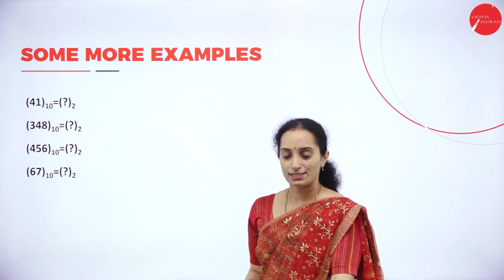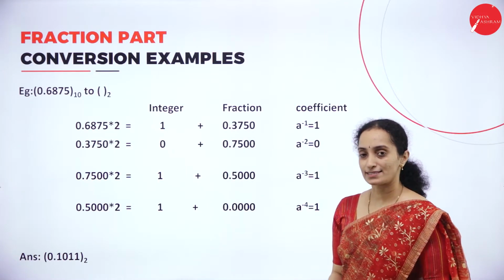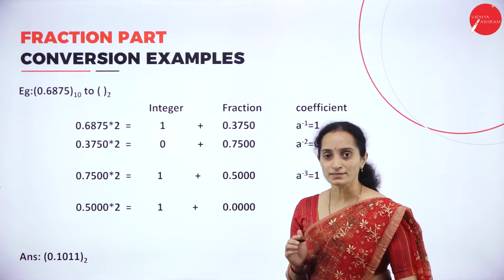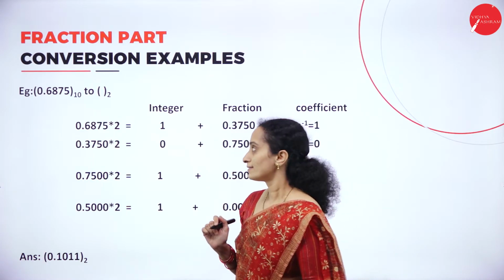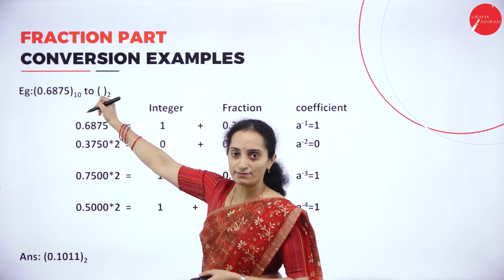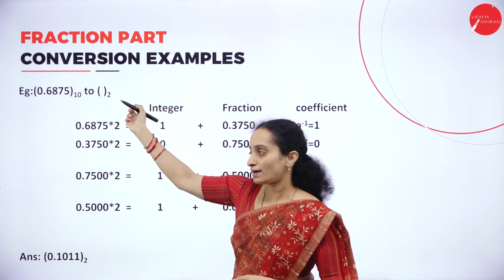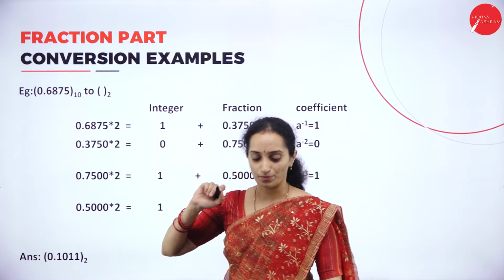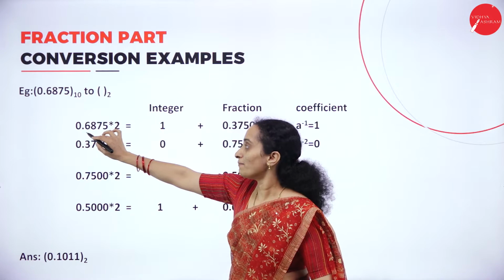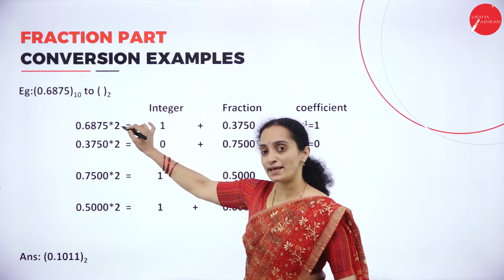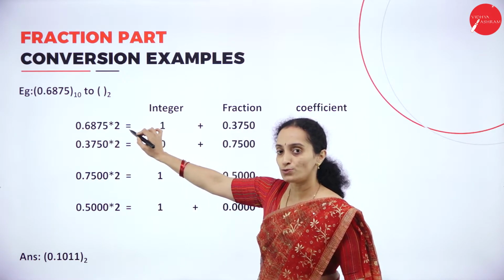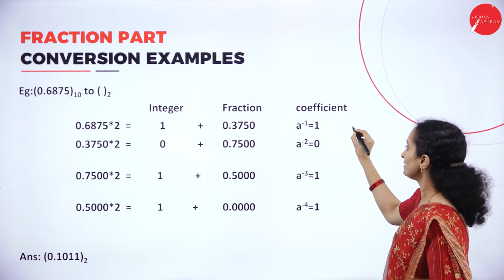Now, we shall be looking at the fractional part. How do you convert a number in the fractional part to another base? Here we have the example 0.6875 to the base 10, which must be converted to binary, base 2. Here what must be done? Multiply the number in the fractional part with the base to which we have to convert. Multiply it with 2.